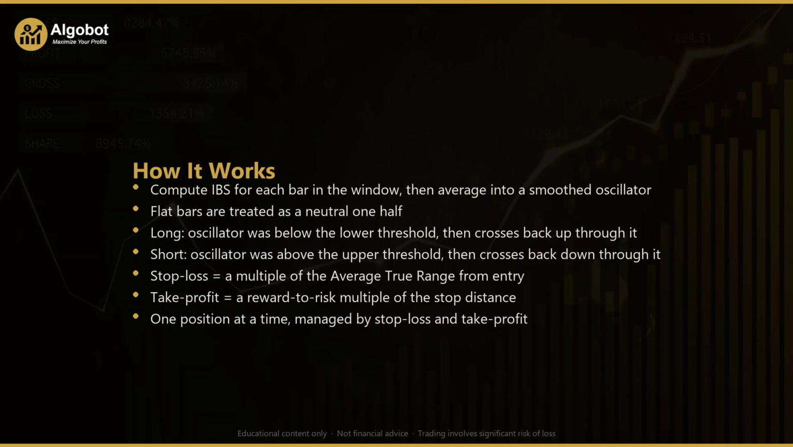Risk is handled with the average true range, a standard measure of recent volatility. The stop-loss distance is set to a multiple of the average true range, 1.5 times by default, measured from the entry price. The take profit is then placed at a reward-to-risk multiple of that stop distance, also 1.5 by default, so the target sits farther from entry than the stop. On a long trade, the stop rests below entry and the target above. On a short trade, the stop rests above and the target below. The expert advisor holds only one position at a time for its magic number, letting the stop loss and take profit manage the exit rather than adding to an open trade.